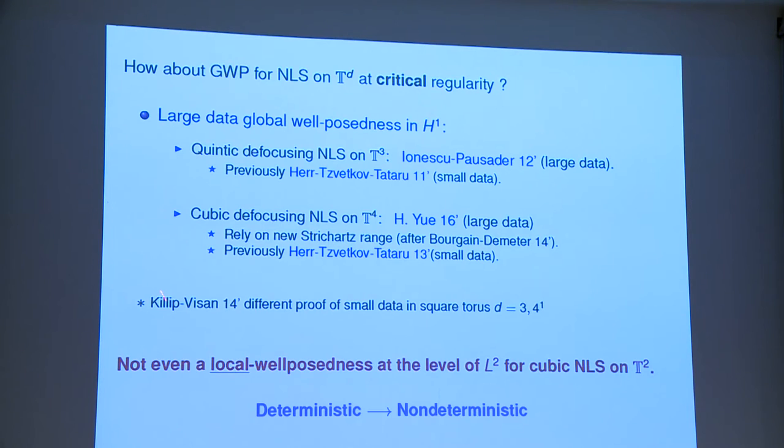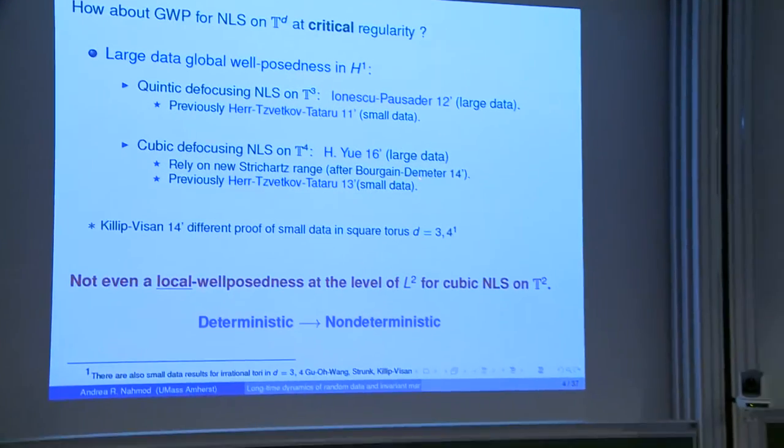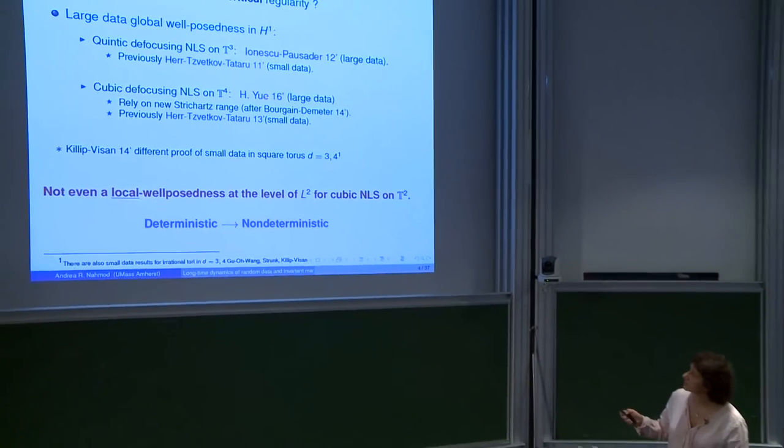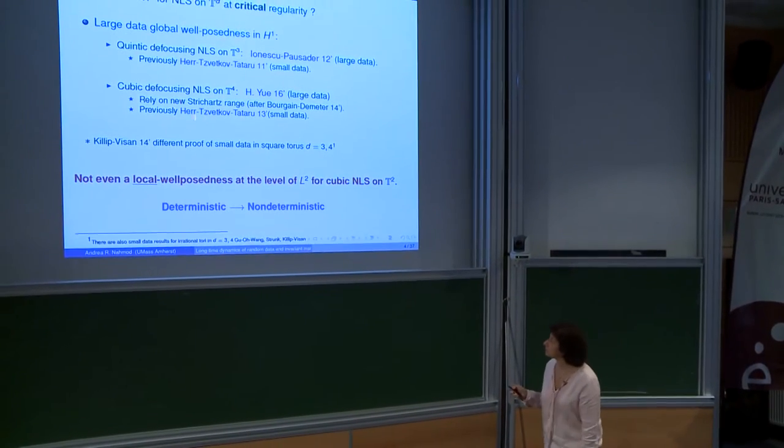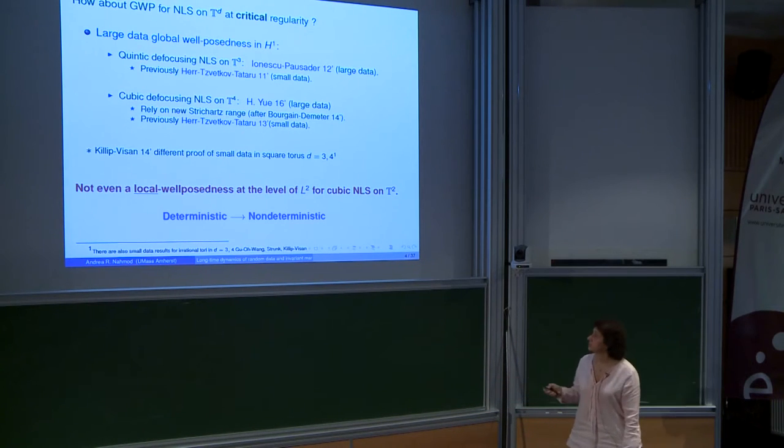Well, for global, there was work for small data, Herr-Tataru-Tzvetkov. And then the breakthrough work, the first large data global result of Yu Deng, Nahmod, Yue, who actually did the large data for the quintic defocusing in 3D. A student of mine did, after the breakthrough of Bourgain-Demeter on the Strichartz estimates, as part of his thesis, the cubic defocusing NLS in 4D. And as I said, there was a small data result before.